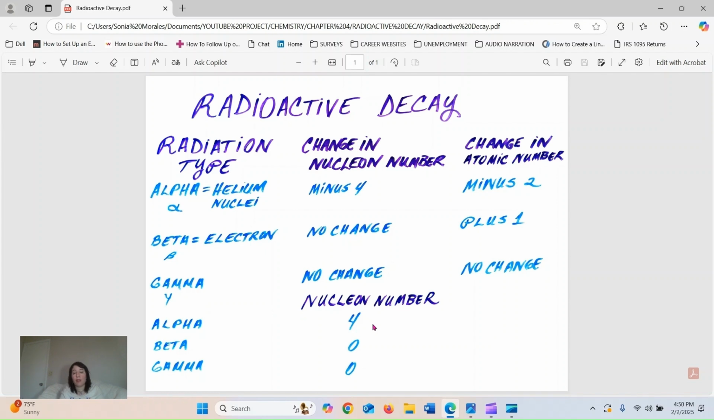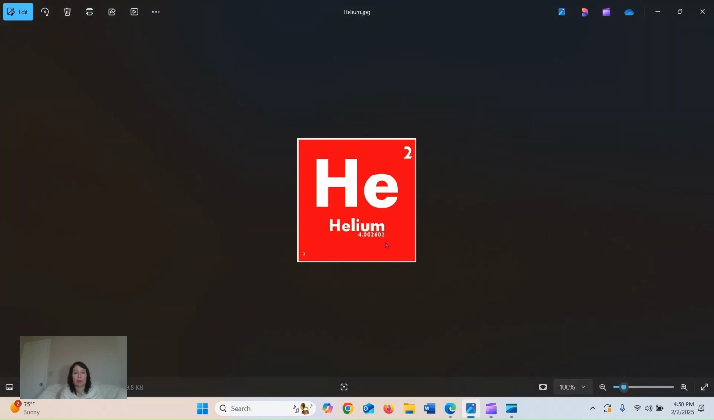If you go to prior videos on isotopes, I talk about nucleon numbers. A nucleon number is the same as a mass number, or the number of protons plus neutrons, in this case, 4. So, why 4? Well, let's take a look at this. Here's helium. It's got a mass number of 4.